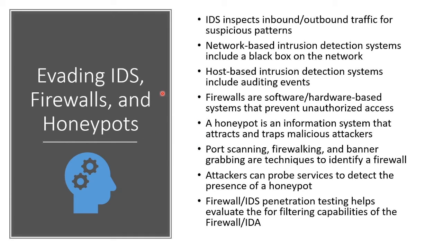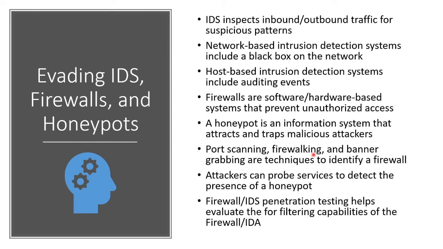So let's review what we know. Intrusion detection will inspect inbound and outbound traffic for suspicious patterns. Network intrusion detection is basically a sensor on the network. Host-based intrusion detection will detect internal system events like the access of files and the changing of policy and the changing of the registry, including auditing events. Firewalls can be software or hardware-based, and they prevent unauthorized access. A honeypot basically attracts and traps malicious attackers and gathers information on them.